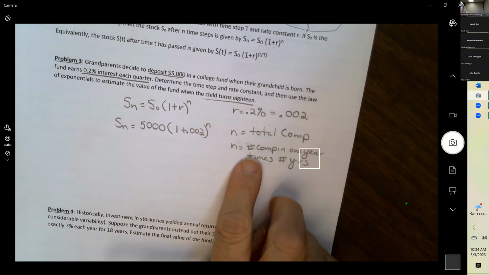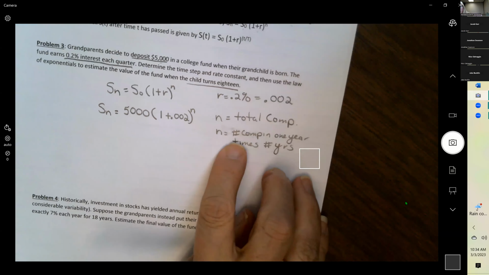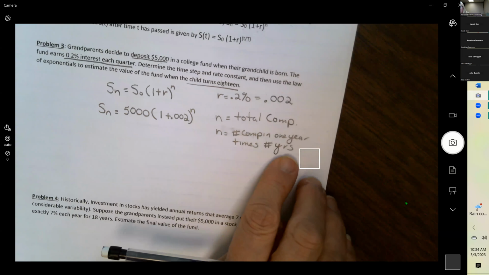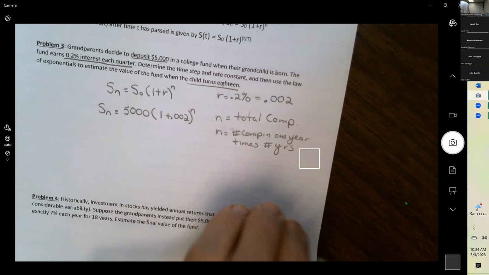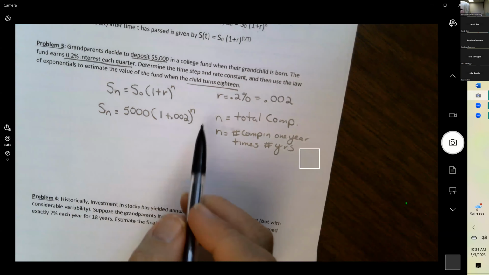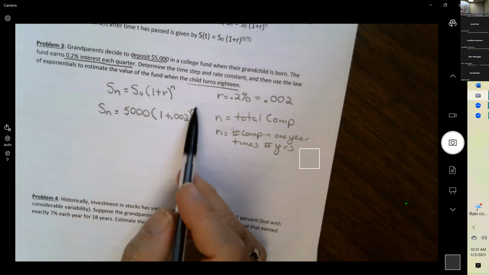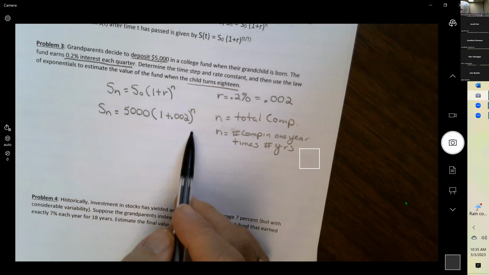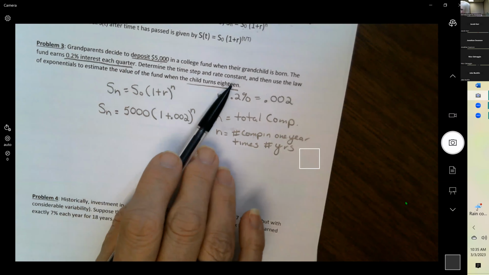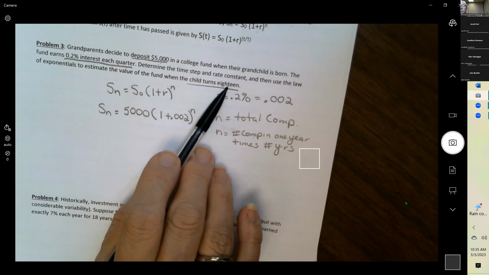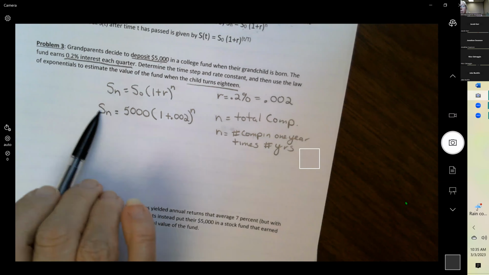So it's the number of compoundings in 1 year times the number of years. This would be our formula. And N, we wanted to know when the child turns 18. Are there any questions on the equation?